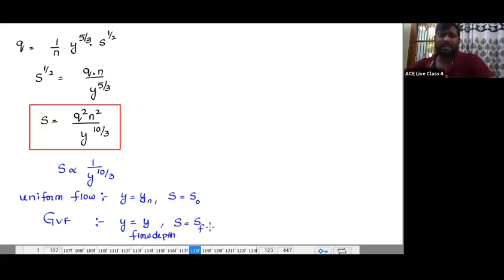So in the same equation, if I use y as yn, then S is equal to S naught. Or if you keep y as y only, then S is equal to Sf. Now, from this relation, my dear, S is directly proportional to 1 by what to the power of 10/3, right? So now, can I write Sf by S naught equal to, you see here, as S is inversely proportional to y, Sf by S naught. What is the Sf depth? y. What is the S naught depth? yn.